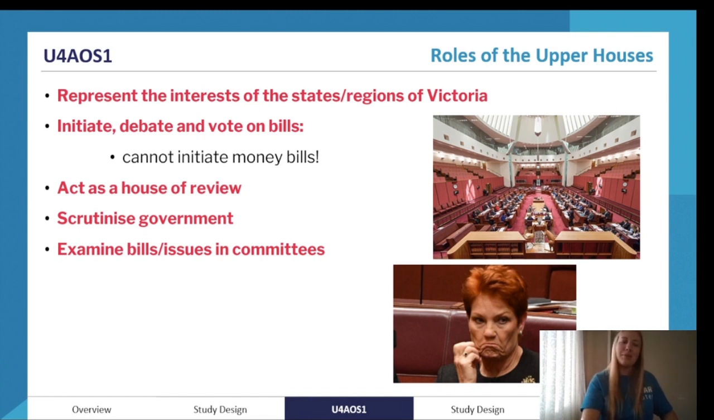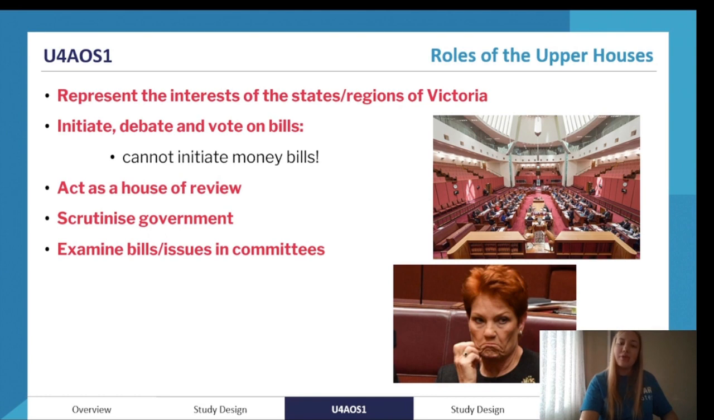They can also examine bills and issues in committees, though this is more likely to often happen in the lower house. And remembering the clear differences. So they cannot initiate money bills. They will still vote on them. So if the lower house initiates a bill related to money or government spending, it will pass through. The senators will still be voting on that bill. It's just that they can't initiate it.